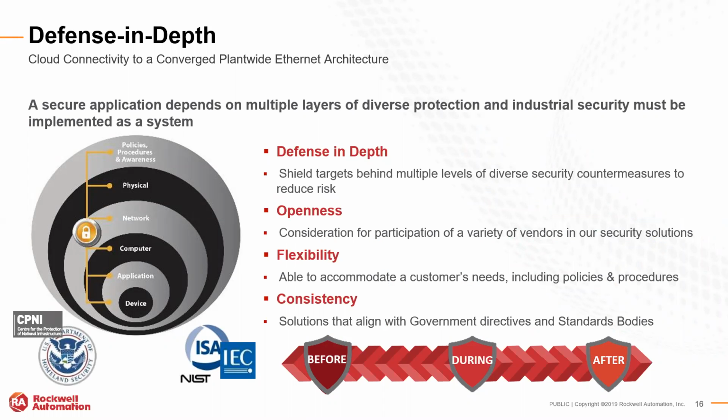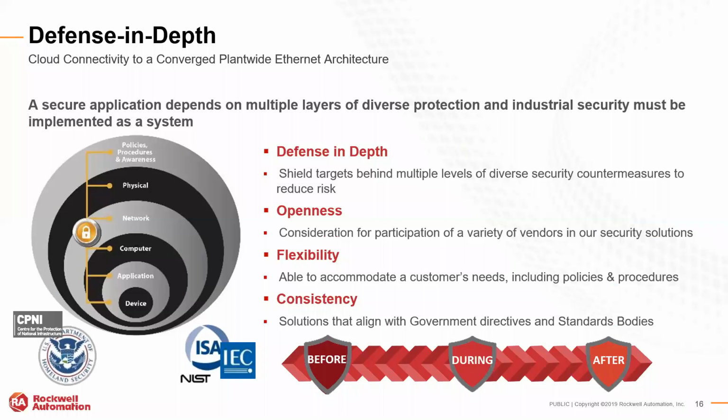So secure application depends on multiple layers of diverse protection, and industrial security must be implemented as a system. As you see on the left, it starts at the device level. You want to make sure all the devices are secure, applications are secure, your computers and everything at your operations level is secure, as well as physical requirements and the network, and it's a tiered process. And you want it with your defense in depth, the shield behind multiple levels of security, with countermeasures to reduce risk.